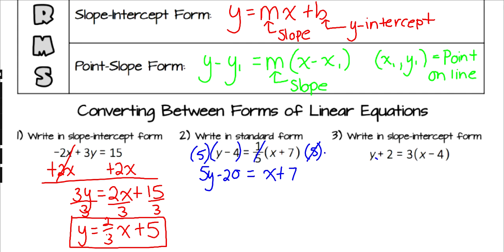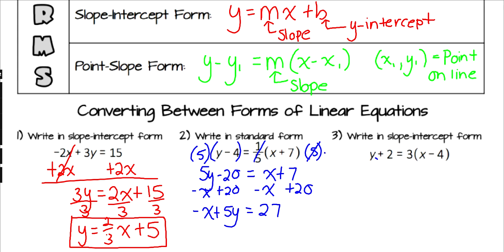So now I have two goals to get it into standard form. I want to get the x and y together on one side, and then I want to get the constant by itself on the other side. So I'm going to do that here in one step. I'm going to move the x by subtracting it from both sides, and I'm going to move that minus 20 by adding 20 over to the right-hand side. So when I do that, I end up with negative x plus 5y equals, and then on the right-hand side, I'm left with 27. So we can leave it like that.